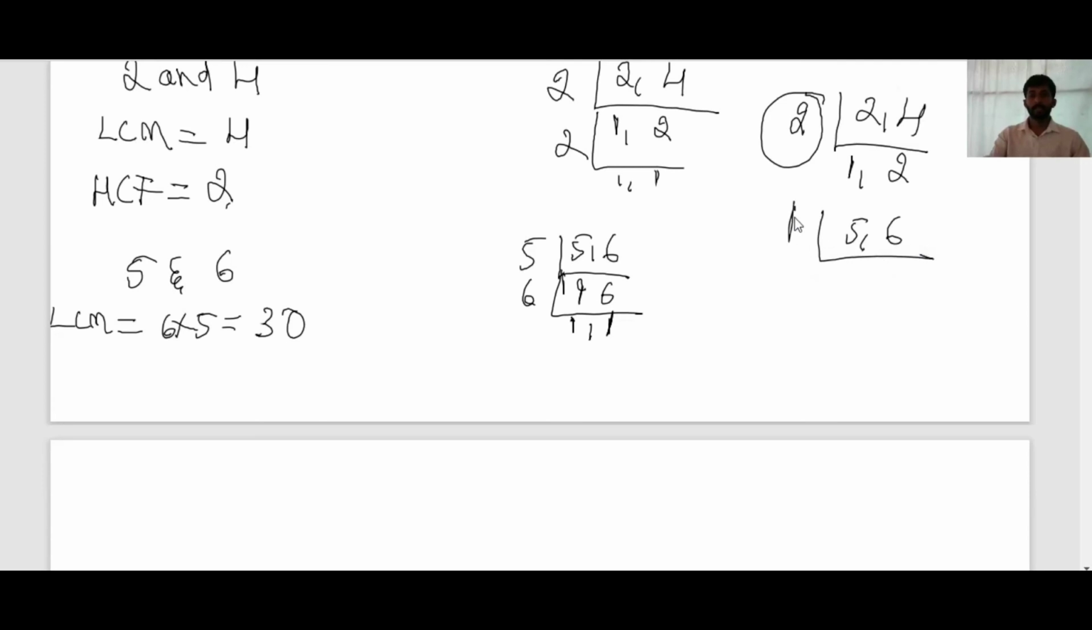But while calculating HCF, is there any number which divides 5 and 6 simultaneously? Only one number, right? That is 1. Therefore HCF is equal to 1.